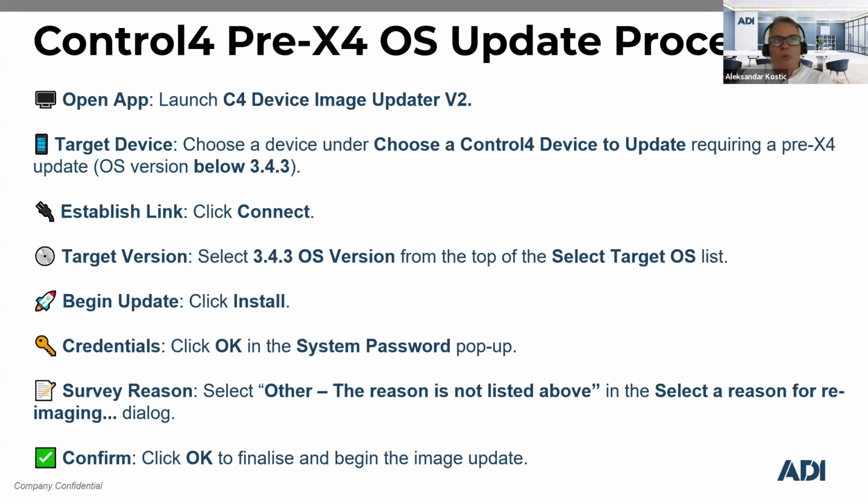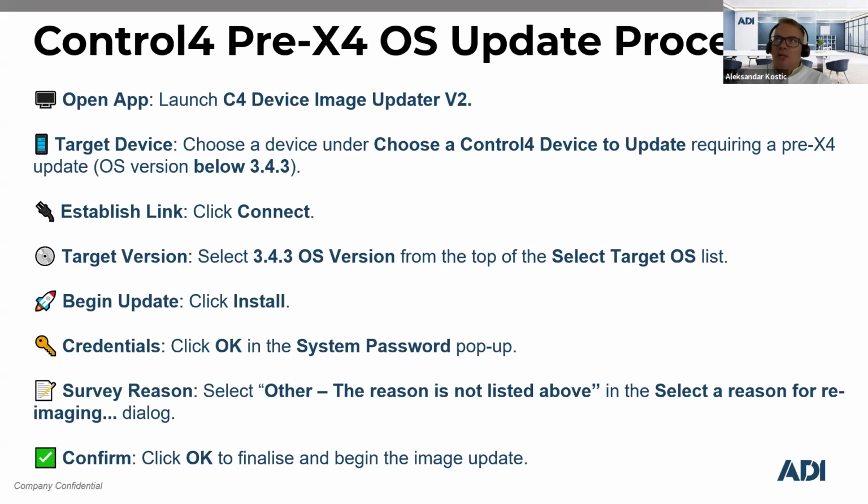If it is some really old project, you can back up the project and launch Device Image Updater to re-image the project directly to the latest OS3. So you can simply open Device Image Updater, connect to the controller, select 343 OS, and begin the update. Just to point out, when you are re-imaging the controller using Device Image Updater, you are completely erasing the whole project, so you have to do the project backup in order not to lose it.